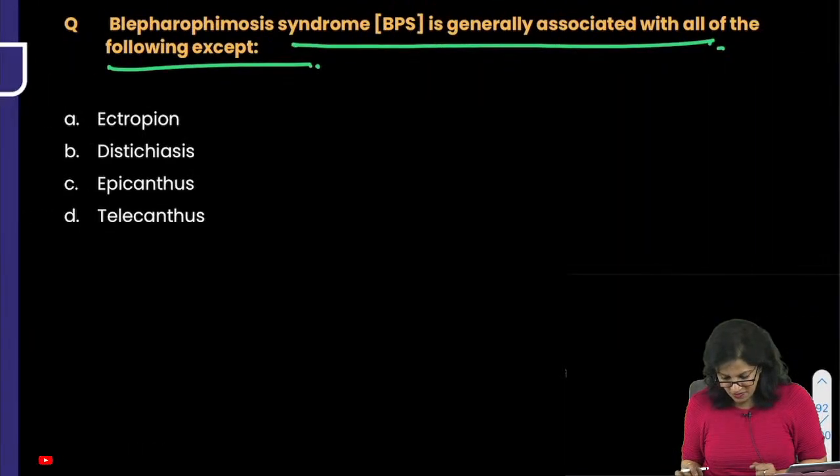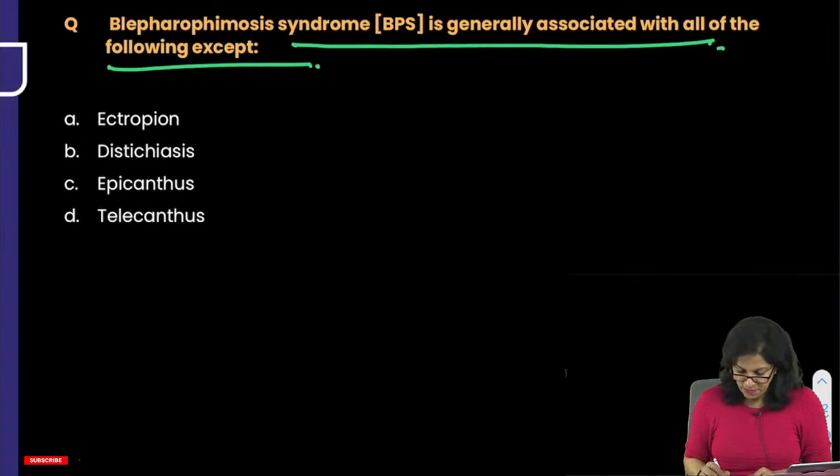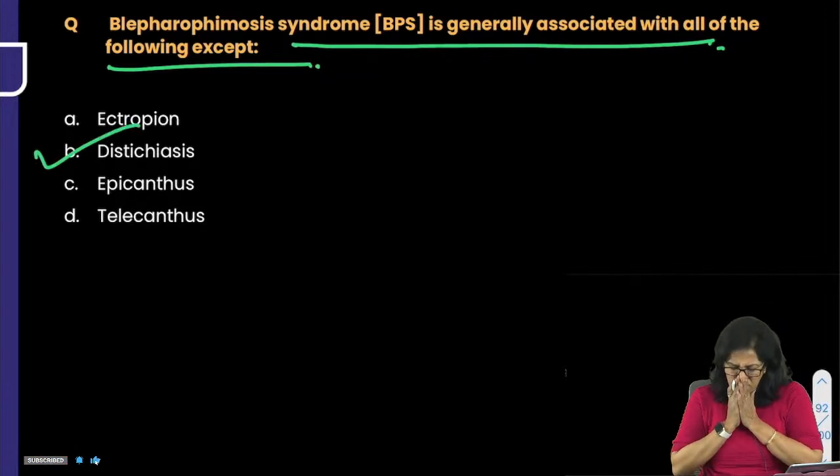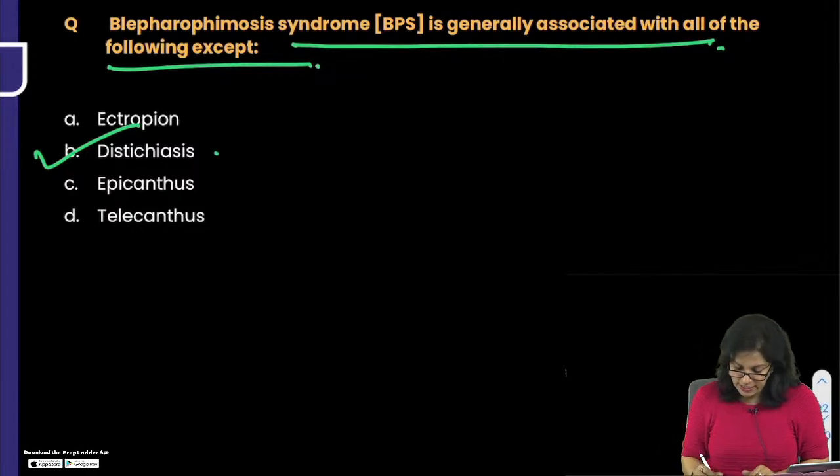Right. Now we will solve this question. So what are the features except ectropion? Yes. Epicanthus? Yes. So this is the answer. Sorry. So in all and except, this should be the answer.